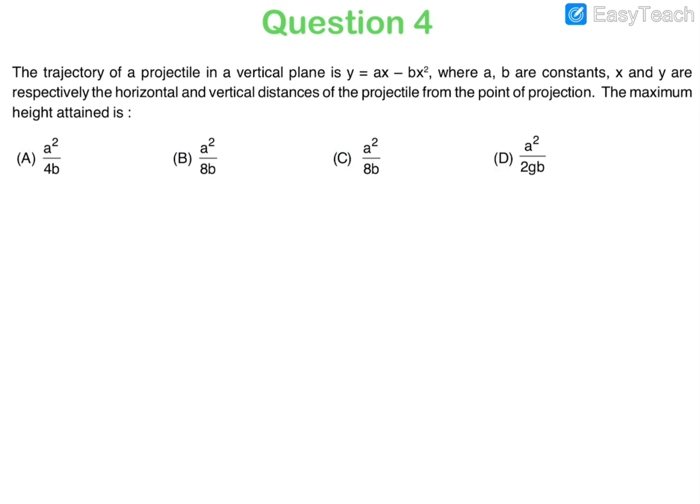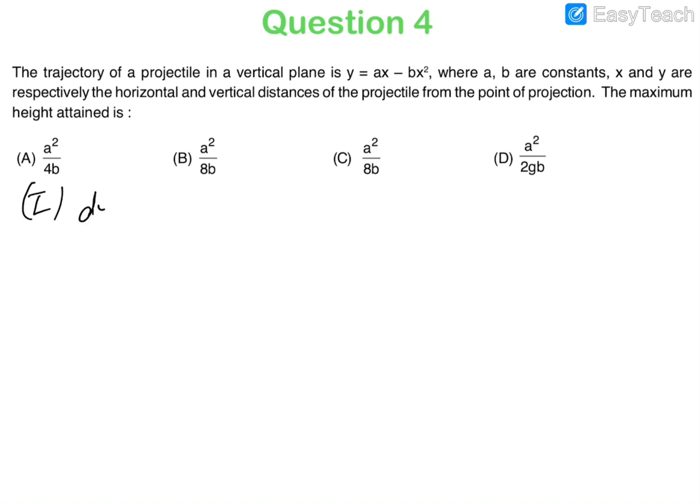In this question you can see that a trajectory of a projectile is given, y is equal to ax minus bx square, where a and b are constants and x and y respectively are the horizontal and vertical distances of the projectile from the point of projection. So maximum height attained. See, we can solve this problem by two methods. We can use the projectile analogy, or we can use directly the maxima minima. I'll prefer maxima minima because it would be shorter, so let us solve it by maxima minima.